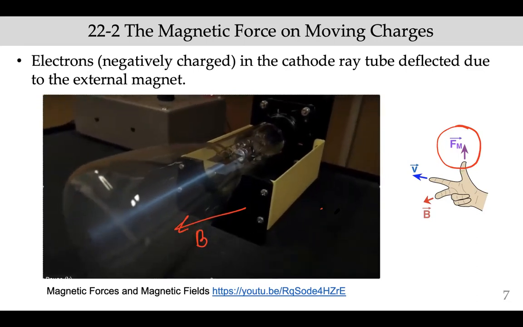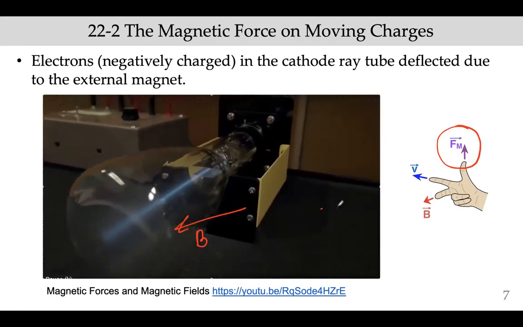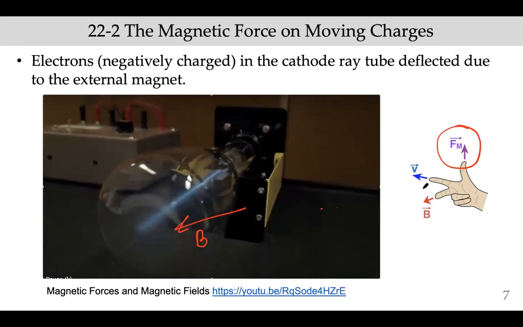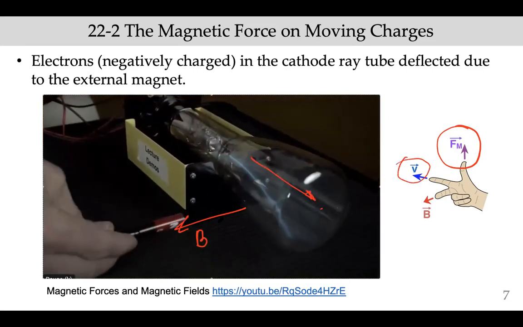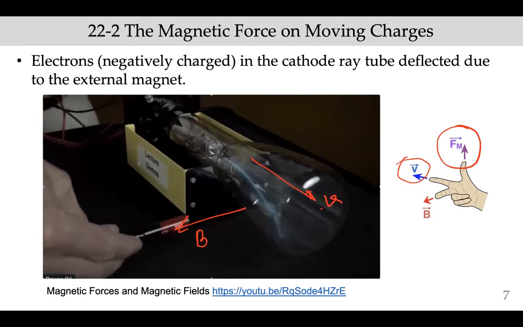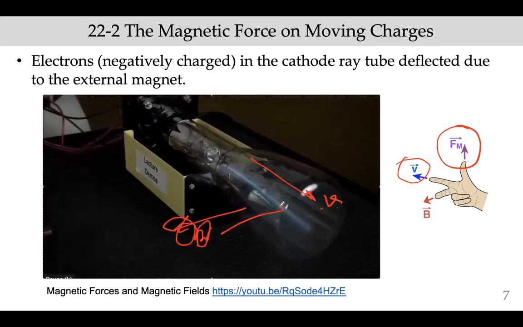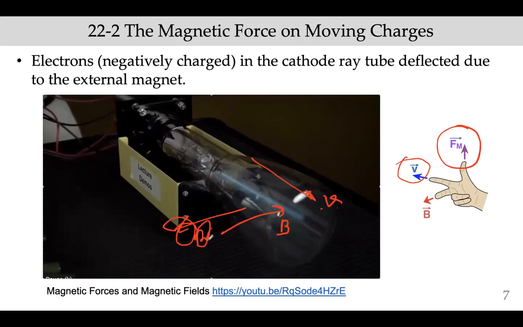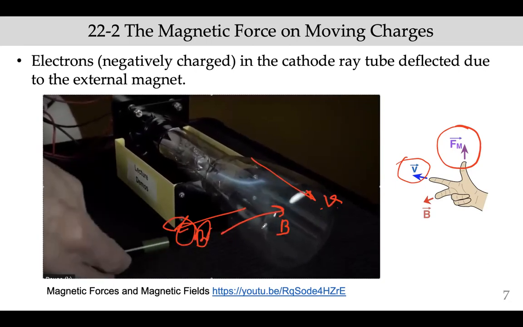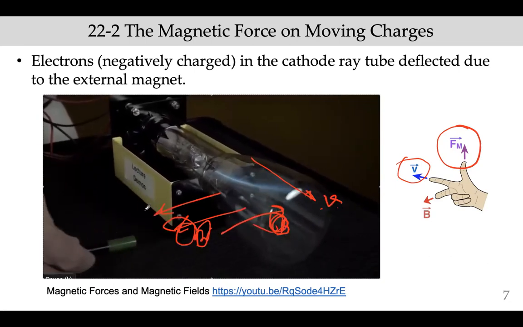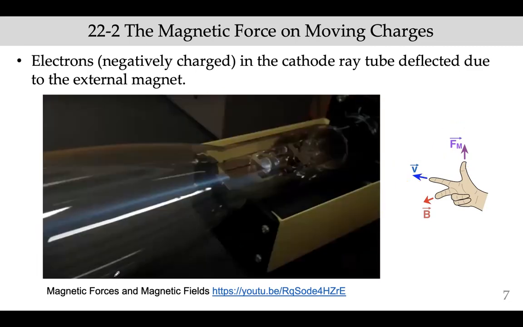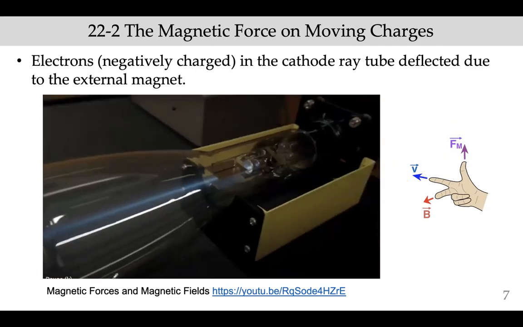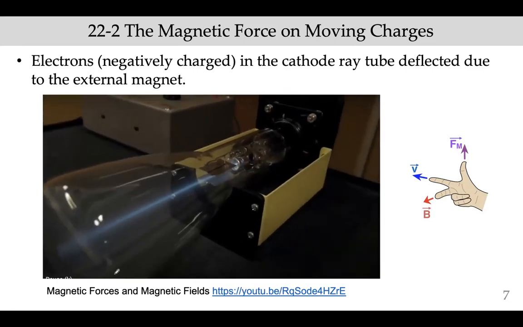At this point, I want you to use your right hand, use the direction of the velocity. In this case, it's in this direction. So the magnet is in this case, in this direction, magnetic fields. Of course, in this case, the magnetic field is in this direction. So find the direction of the force in each case.